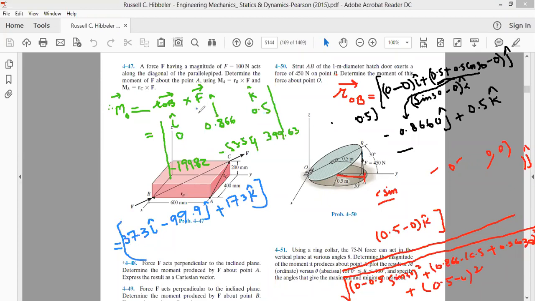Okay, so this is the moment, but you should be very careful about the units. The unit of force is Newton, and this ROB you are measuring in meters. Therefore the unit of this moment will be Newton meter. So this is the moment of this force F about point O, equal to this much.